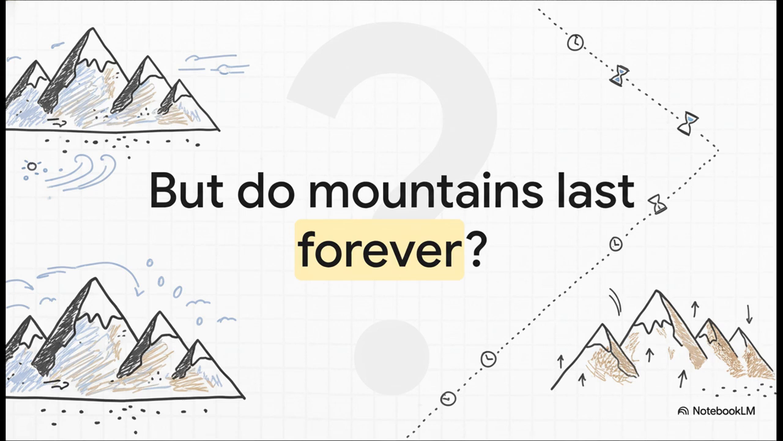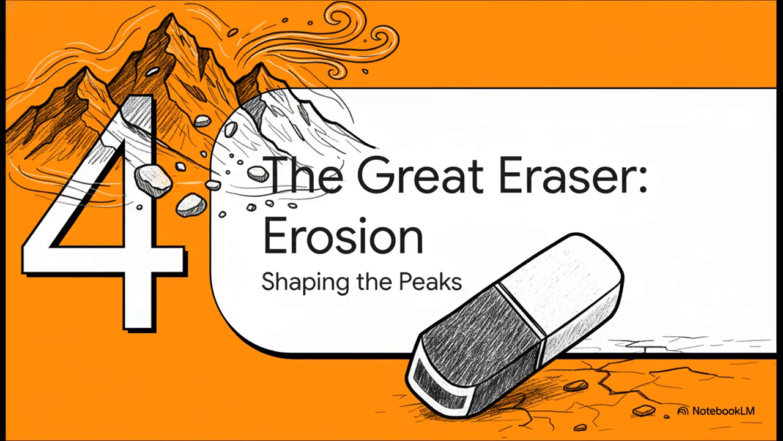So we know how they're built, but that brings up a really big question. I mean, mountains seem so permanent, right? Like they're indestructible. But are they really? The short answer? Nope, not at all. Because as soon as a mountain starts to rise, a totally different force gets to work trying to tear it down. And that force is erosion. You can think of it like a great eraser, constantly working to wear down and reshape every single peak on Earth.